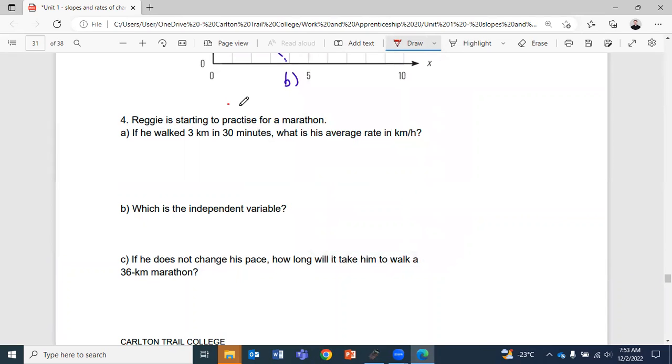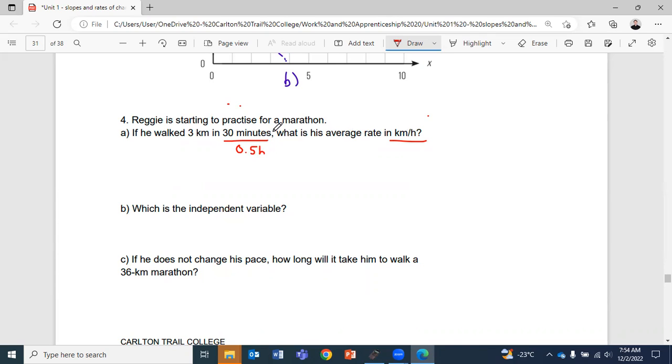Okay, question 4. Reggie is starting to practice for a marathon. If he walked 3 kilometers in 30 minutes, what's his average rate in kilometers an hour? Okay, so first off, it's asking me in hours and I have minutes. What do I need to do? Convert your minutes. 30 minutes is 0.5 hours, right?